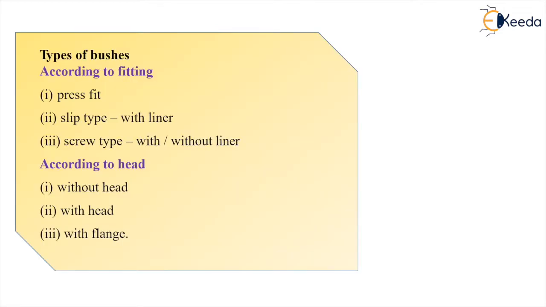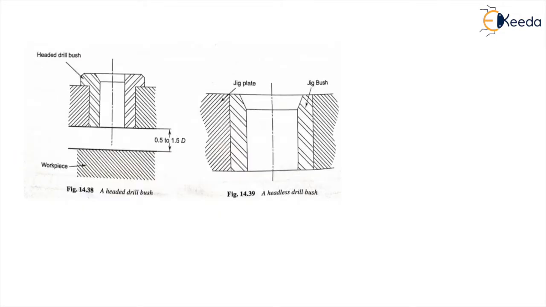Now if you see the types of bushes, there are press fit, there are slip type with liners, there are screw type with or without liners. According to the head, we are having without head, with head, or with flanges. Okay, see here, I have shown the typical headed drill bush and the headless. See, this is a head and here is no head. Okay, so this is headless and this is headed. This is the jig plate and this is our jig bush.